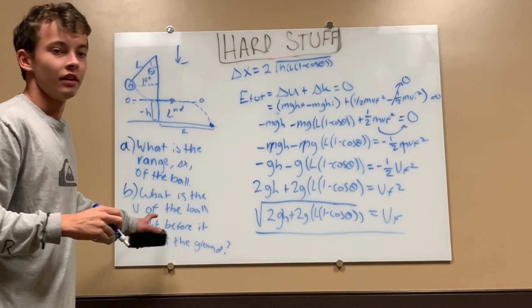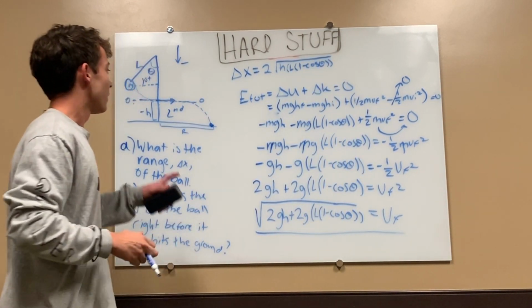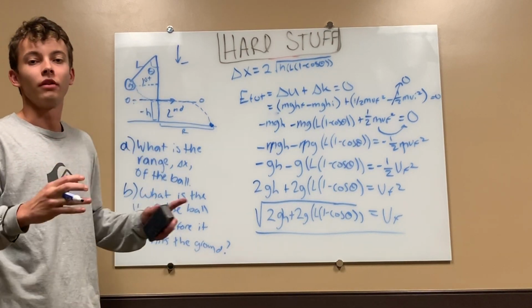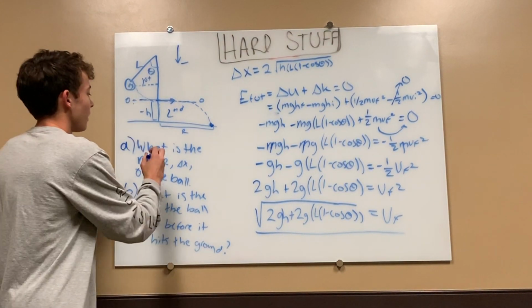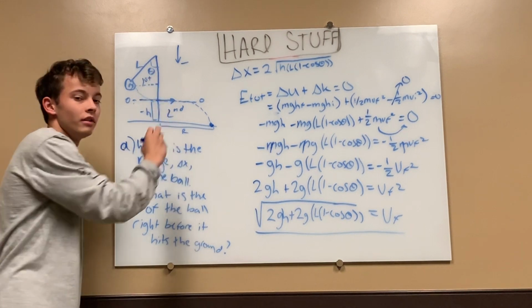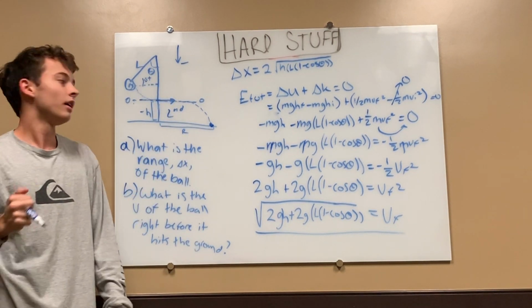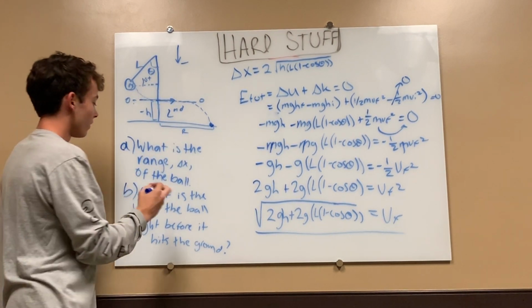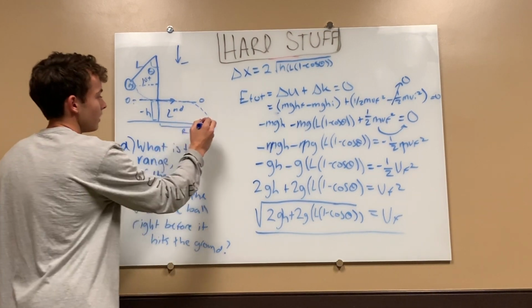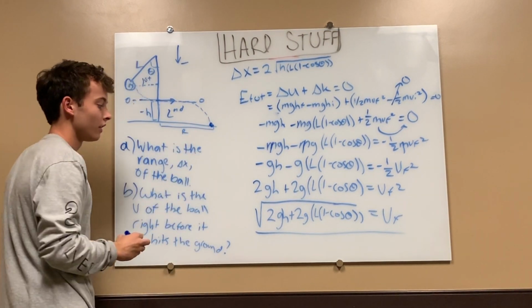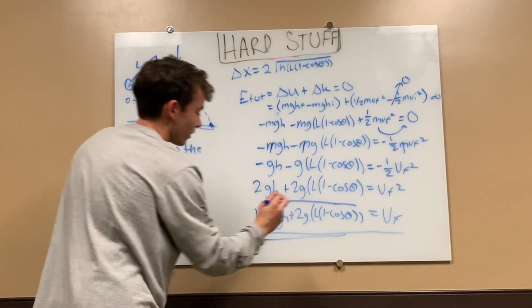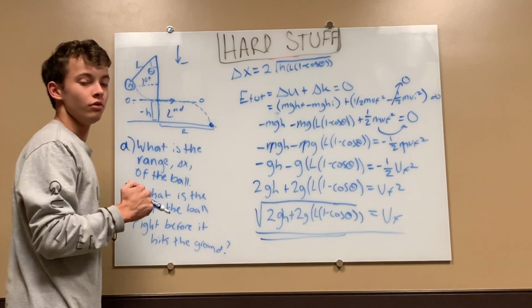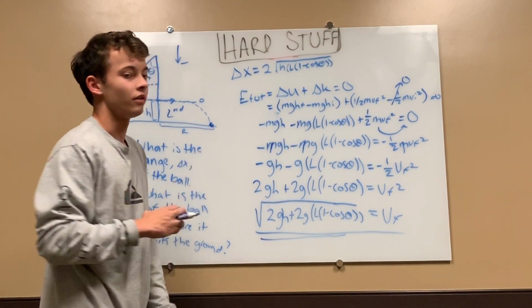So in this part, in the second part of this problem, part B, we had to treat this whole system as one connected system, where in part A we had to break it up into 2 individual systems in order to help dissect the problem. So the final velocity that this ball has right before it hits the ground is equal to this, the square root of 2gh plus 2gL(1 − cosθ).